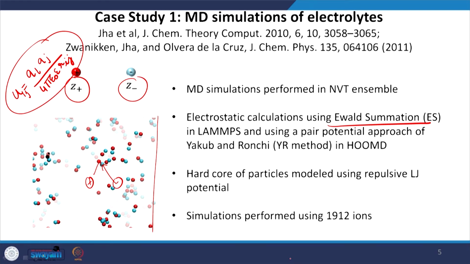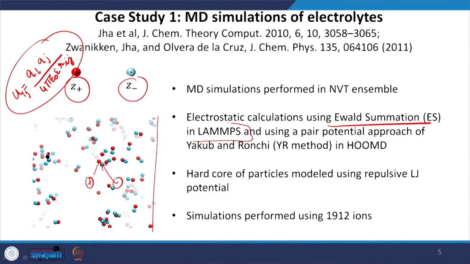That is, we divide the electrostatic energy into two parts. One is a short range part that I handle in real space, and one is the long range part that I handle in Fourier space. So, in this particular paper, what we have done is that we have used the Ewald summation to do molecular dynamics in software called LAMMPS.